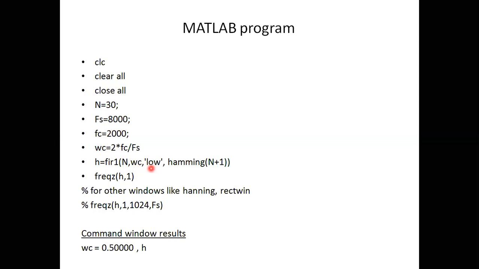Then, which type of filter are you going to design? Let's say I'm going to design the low pass filter, so here you need to write low. If you want to design the high pass filter, here you need to write high. If you want to design the band stop filter, you need to write stop. If you want to design a band pass filter, write band pass. Next, you need to give which window you are going to use to design that filter.